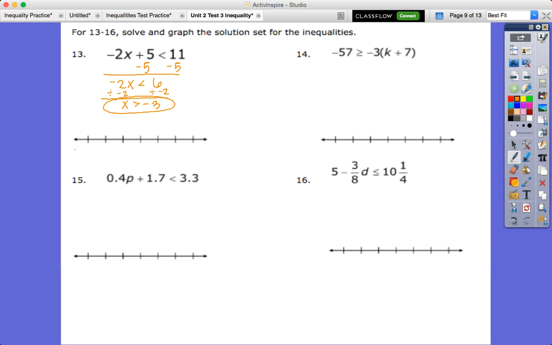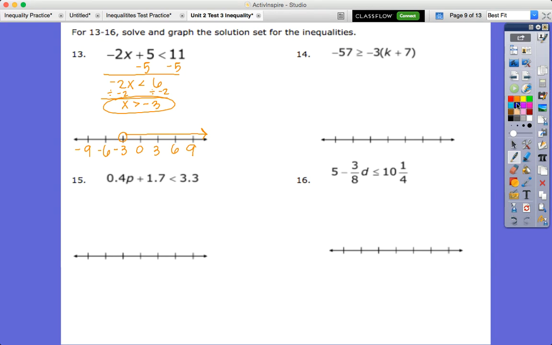Now, you can do your number line however you want it to be, but it does have to be in numerical order. You can't write 3, 6, 9, negative 3, negative 6, negative 9. It's actually got to make sense in reality. All right, so I'm going to have an open circle at negative 3, and it's greater than negative 3, so I'm going to go in the direction to the right.